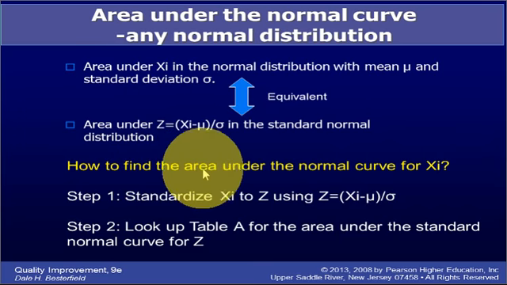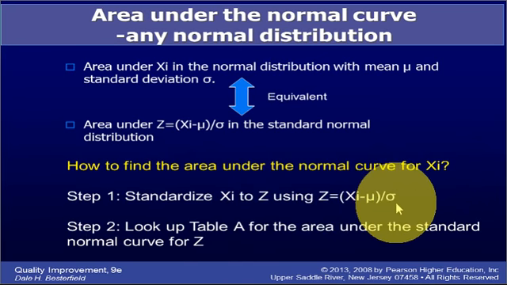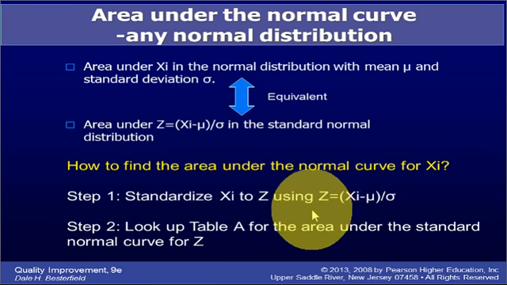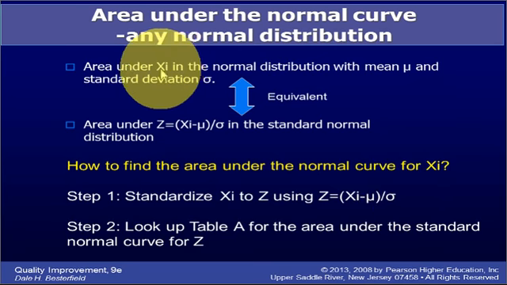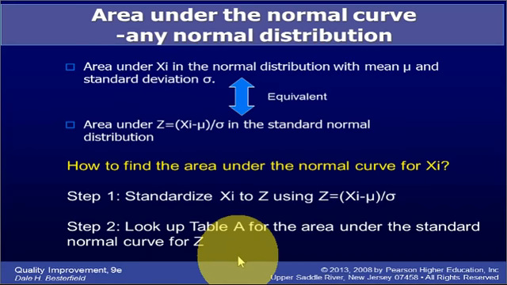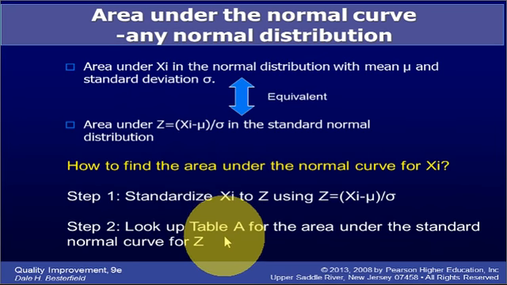So how do we find the area under the normal curve for x_i? In step 1, you first standardize x_i to z using the formula we talked about before: z equals x_i minus mu divided by sigma, where mu and sigma are the population mean and standard deviation associated with x_i's distribution. Step 2 is to look up Table A for the area under the standard normal curve for z. Now you do not need to be involved with any calculus or integration.